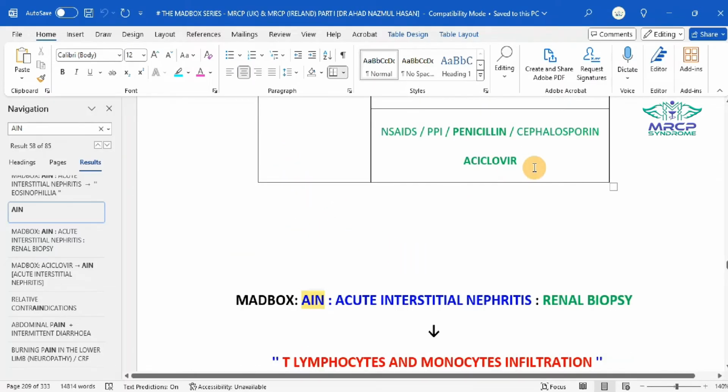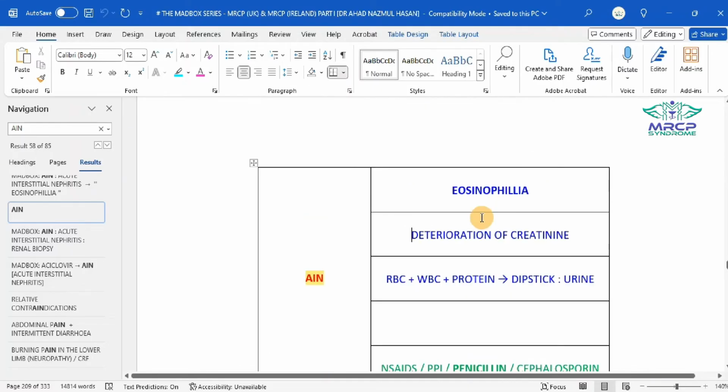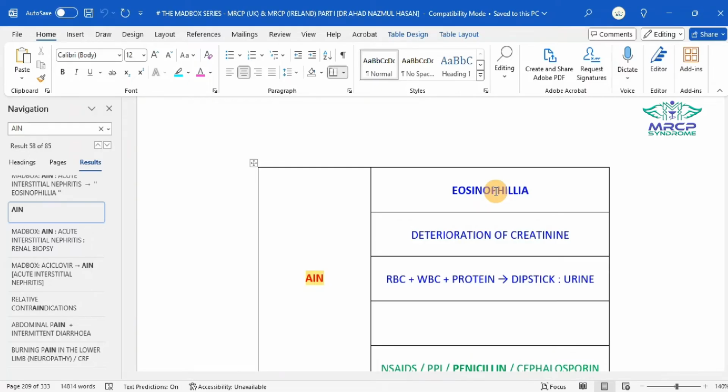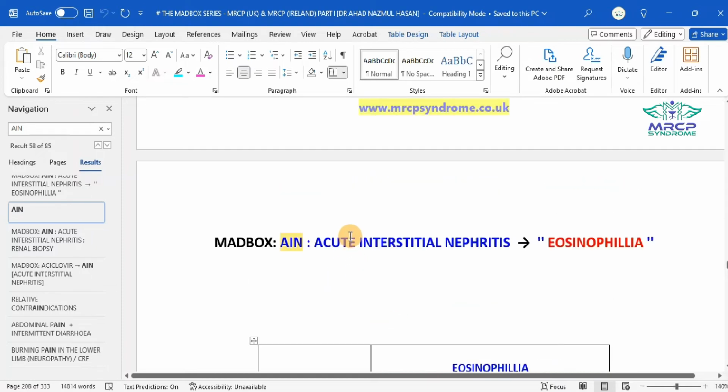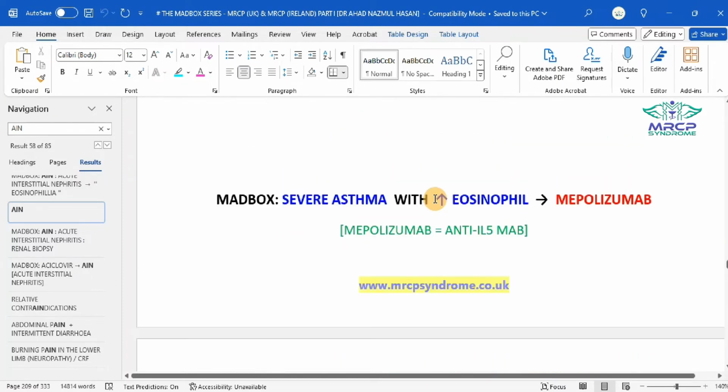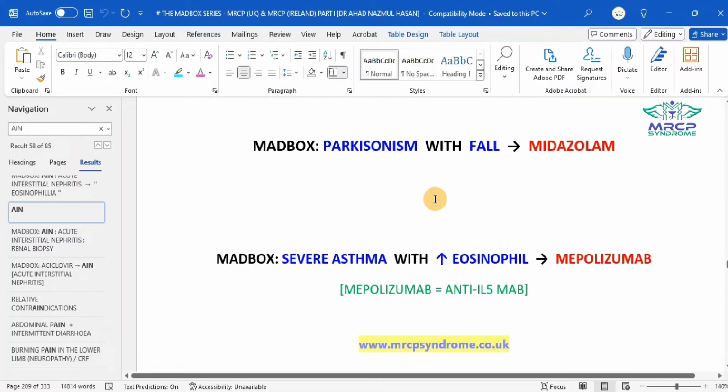And acyclovir can also lead to crystal uria. And eosinophilia is the cardinal or hallmark feature. There would be either eosinophilia or eosinophiluria, and there will be deterioration in the creatinine or reduced urine output. And on dipstick urine, there would be presence of RBC, WBC, and proteins. So eosinophilia is one of the cardinal features.